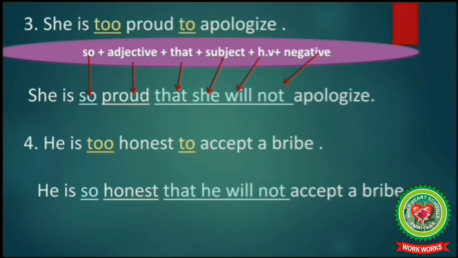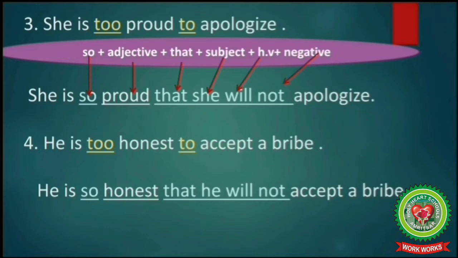Then we will use the helping verb. As I already told you, here we will use will. So the helping verb is will, followed by not. So the answer will be, she is so proud that she will not apologize.